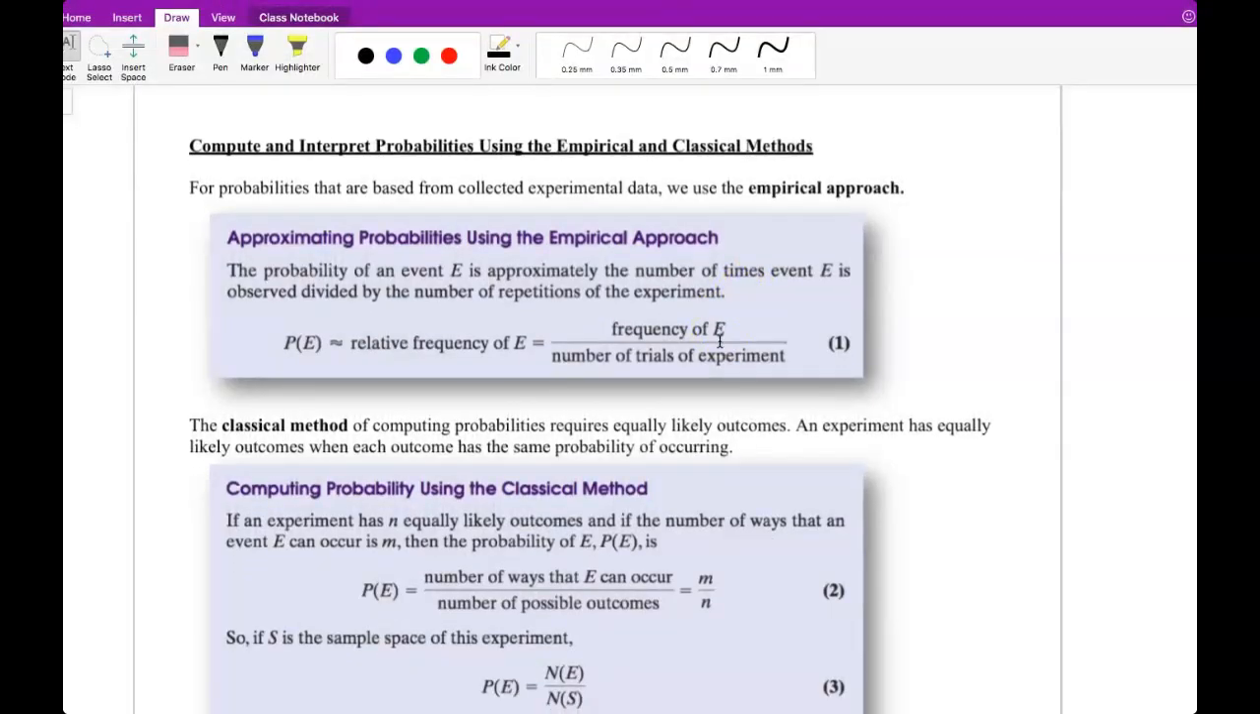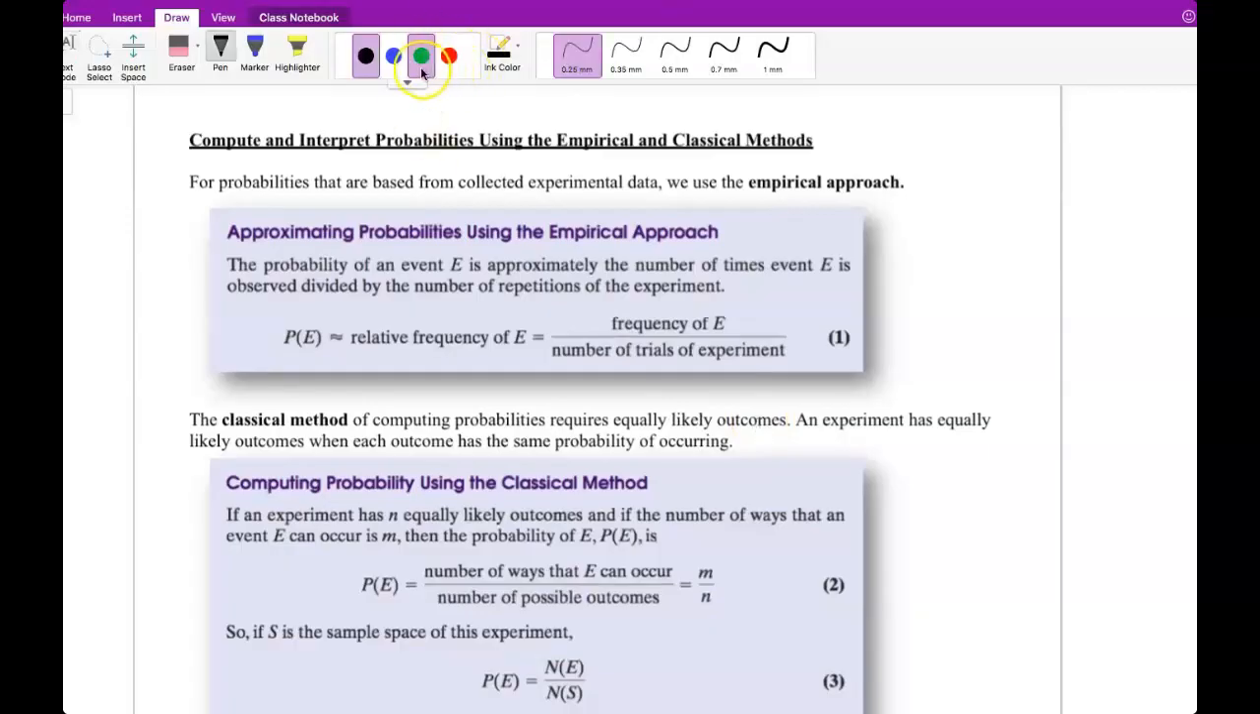Now in this part, we should compute and interpret probabilities using the empirical and classical methods. The first one is using the empirical approach. What we have here is exactly the same as in the previous chapters. If you remember, we had relative frequency, and that was based on our frequency for each event. And also we should find the denominator, the sum of frequencies.